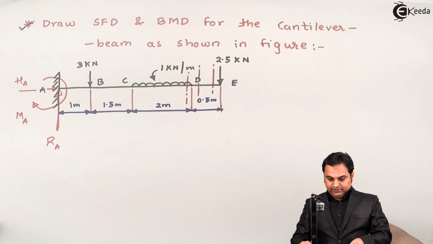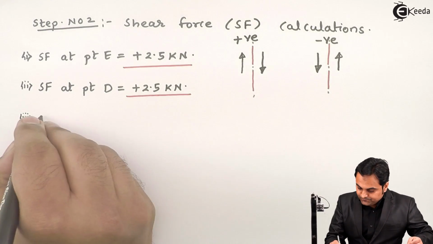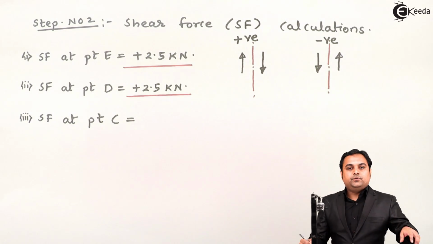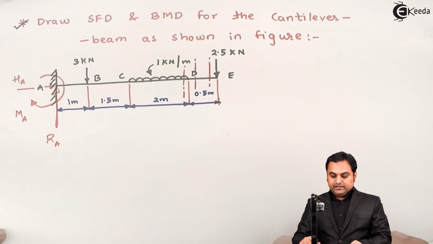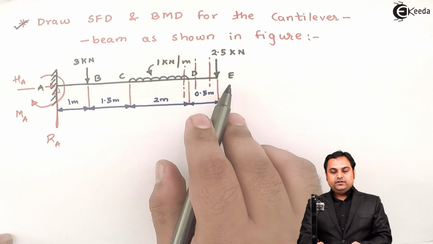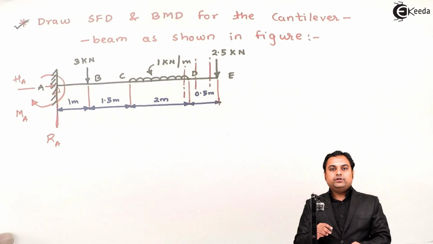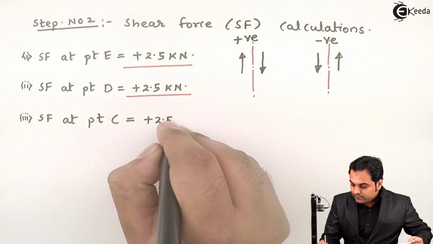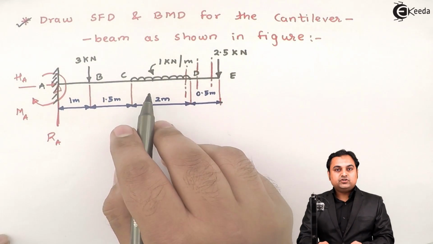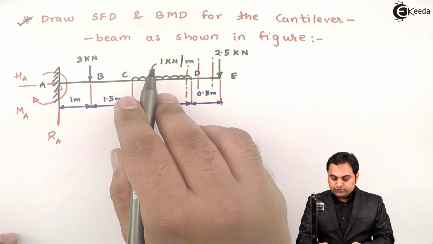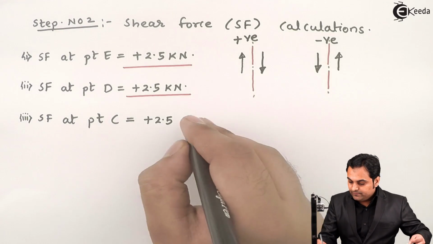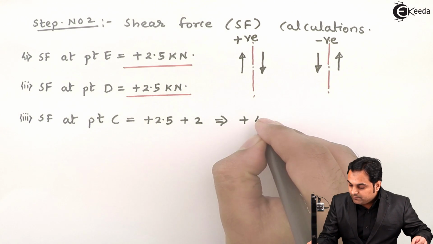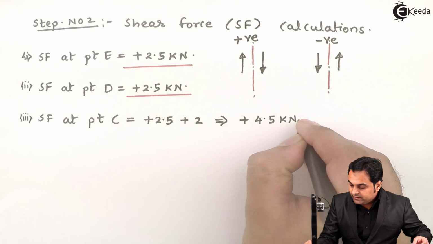Then I'll calculate the shear force at point C. So SF at point C will be equal to, when I keep the section at point C, on the right hand side of C I have 2.5 kilonewton acting downward, so that will be positive, that is plus 2.5. Then I have this UDL which will be converted into point load, so it is 1 into 2 acting downward, so positive, that is plus 2. So this gives me the shear force value as plus 4.5 kilonewton at point C.